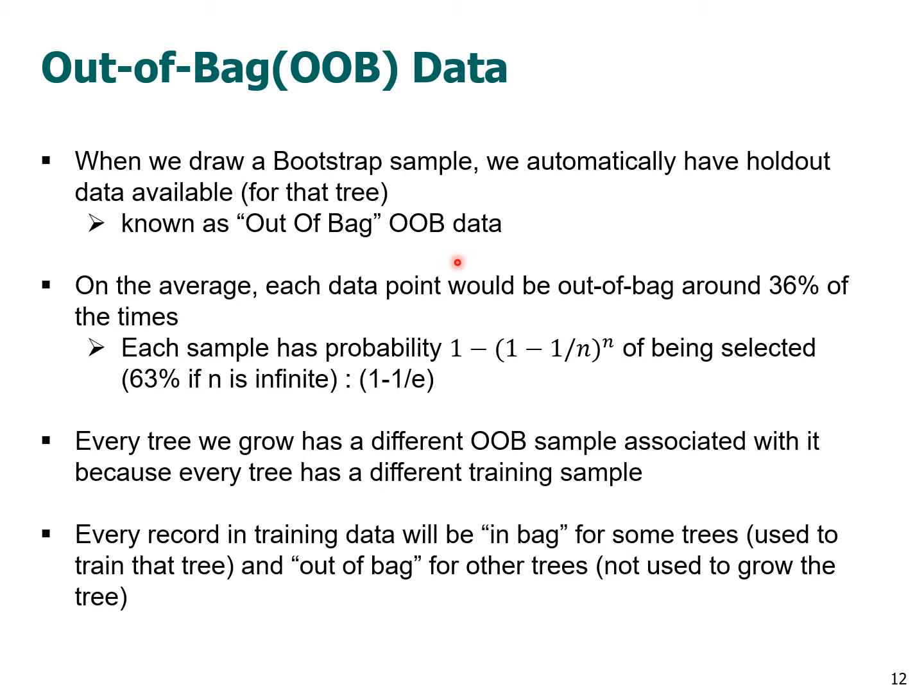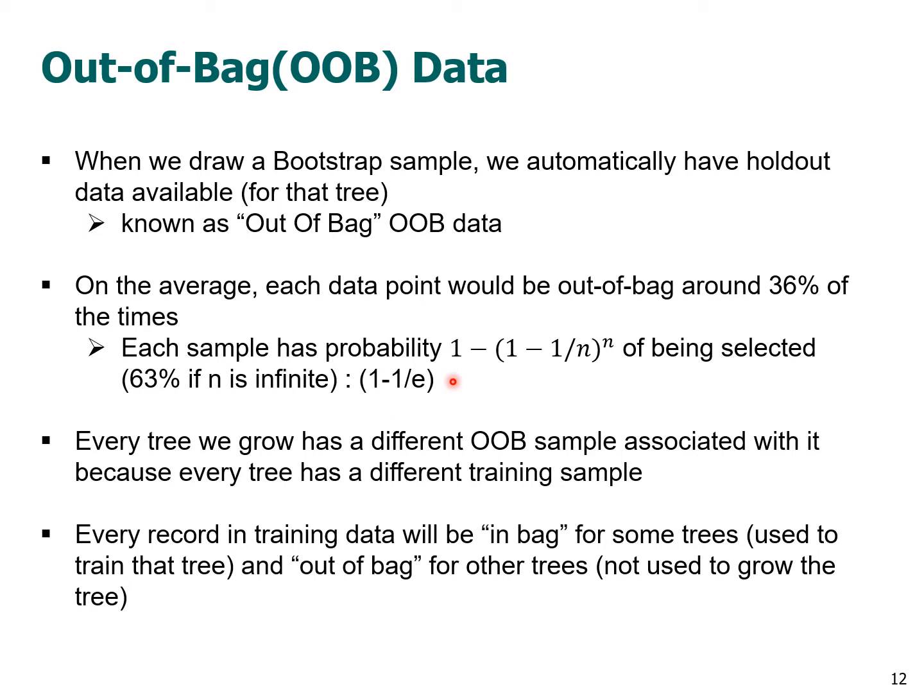So in bagging, we do sampling. We do random sampling with replacement. That means the probability of each data point being selected is given like this. This is the probability of a single data point being selected in this sample, where n is the size of the data. If n goes to infinity, this formula becomes this one, which approximates to 63%.